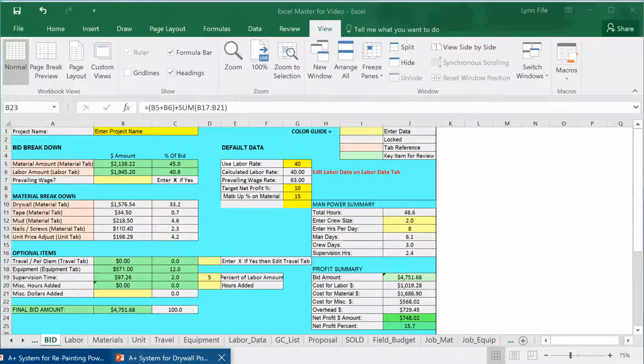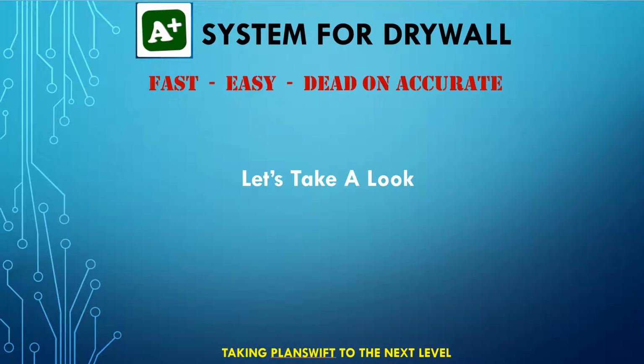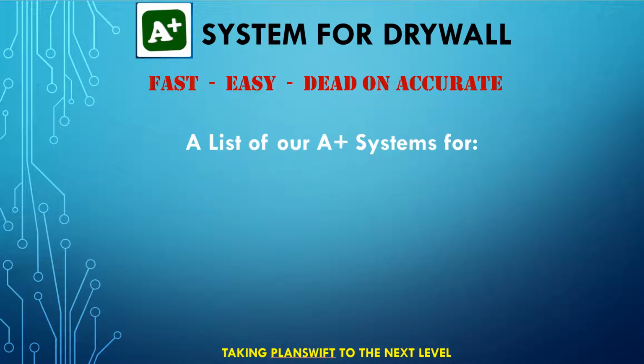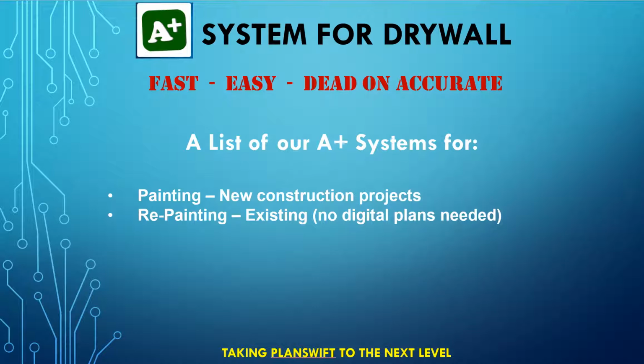Now, we don't just have the A+ system for drywall. We also have other modules that we have created for other trades. Here's a list of our A+ systems for painting new construction projects, painting for repainting existing projects where there are no digital plans or specifications. In the event that you would like this for the drywall trade, give us a call.